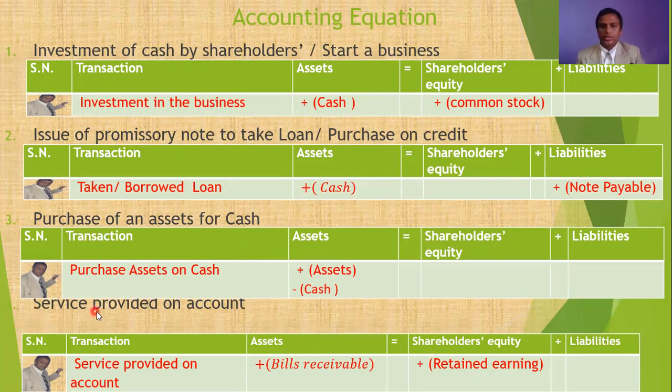Next, number 4, service provided on account. On account means credit transaction. Service provided means service revenue. So, service provided on account: what's coming? Bills receivable is coming. Bills receivable is an asset, so bills receivable increases and correspondingly shareholder equity increases.